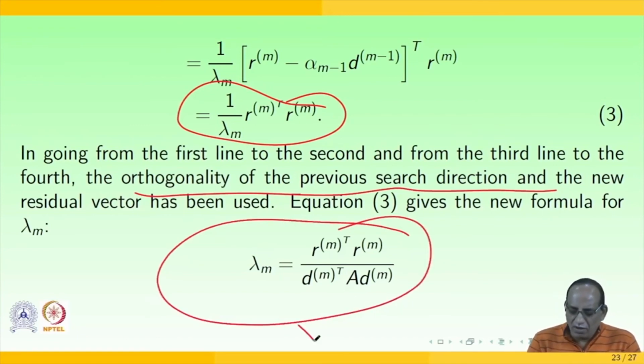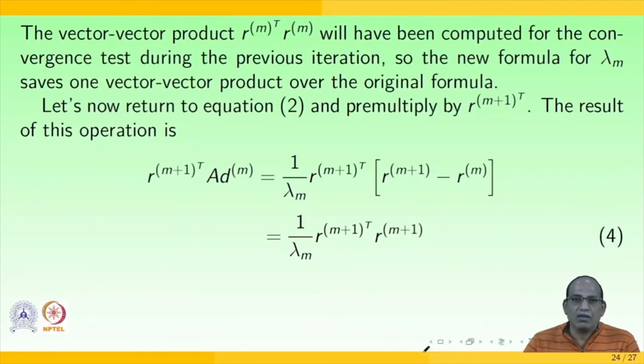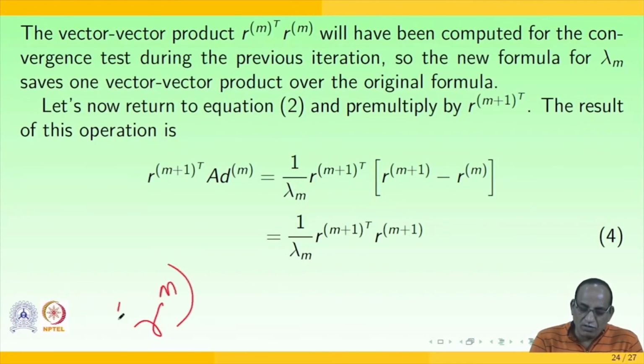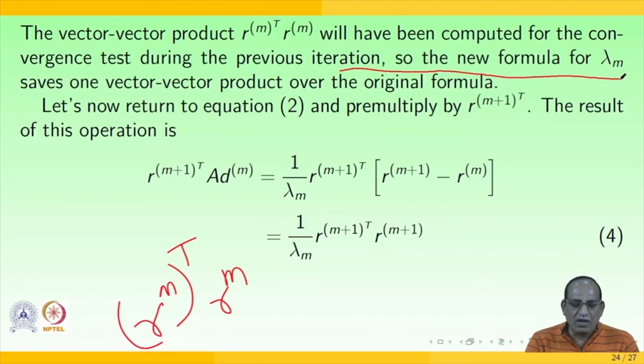So, that is, lambda m is nothing but r of m transpose r of m upon d of m transpose A d of m. The vector product r of m transpose r of m will have been computed for the convergence test during the previous iteration. So, the new formula for lambda m saves one vector product over the original formula.